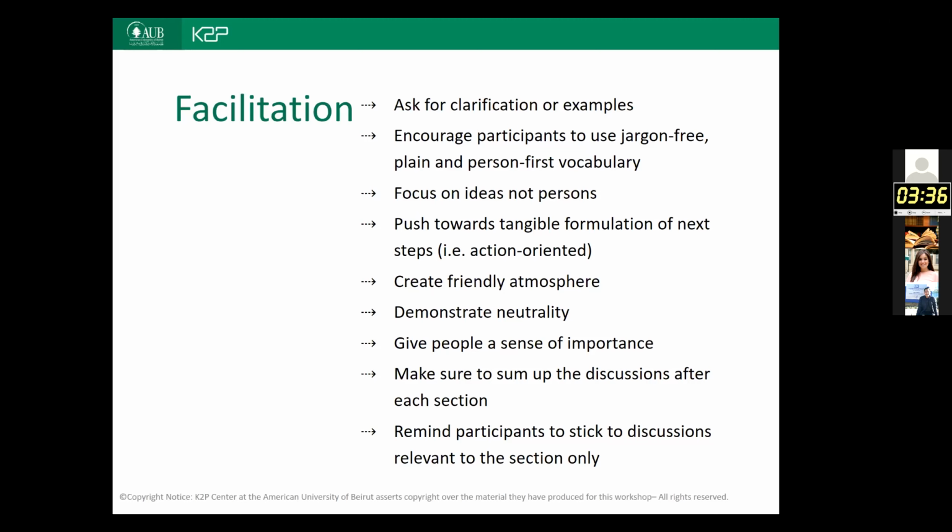Definitely keep in mind that it's not the person that we are discussing in the stakeholder, but we're discussing the idea that this person is providing. Push definitely to tangible oriented steps. Create a friendly environment, demonstrate neutrality.